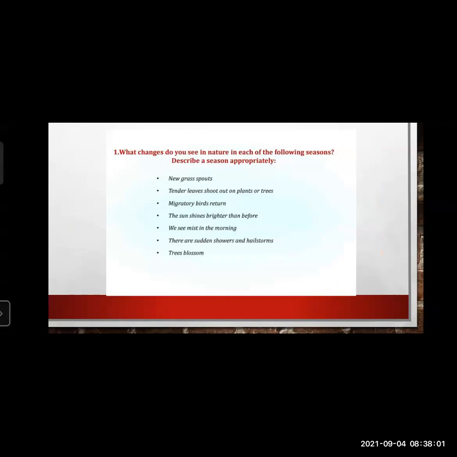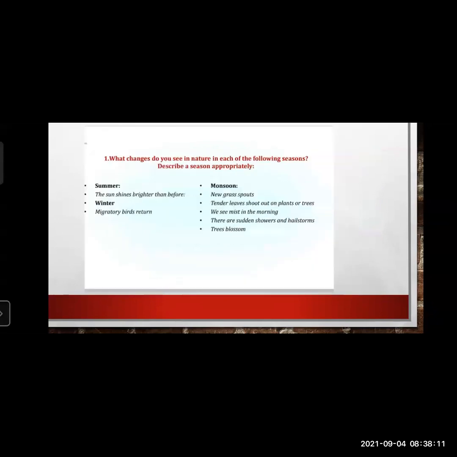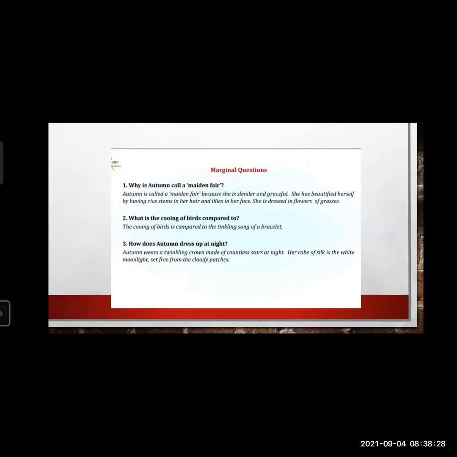Just overlook these questions. What changes have you seen in nature in each following season? Describe the season appropriately. We have seen this in the warming up question, so I think there is no need to explain it again. In summer, the sun shines brighter. In winter, migration of birds. Then in monsoon, there are a lot of changes: new grass sprouts, tender leaves sprout. I think we have seen this in the warming up questions.